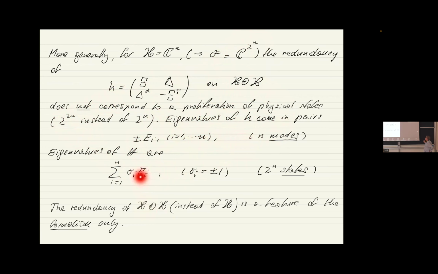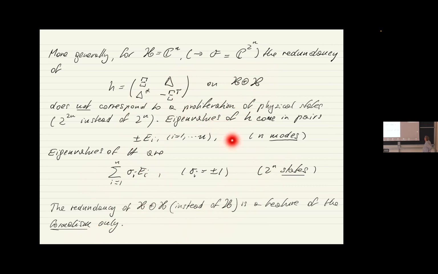And the eigenvalues of H are then, for each of them, you pick them with a plus or minus. In fact, I forgot the 1/2. And this gives 2 to the n states. So the redundancy that you have in this Bogoliubov-de Gennes formalism, you have H plus H instead of just H, is a feature of the formalism.